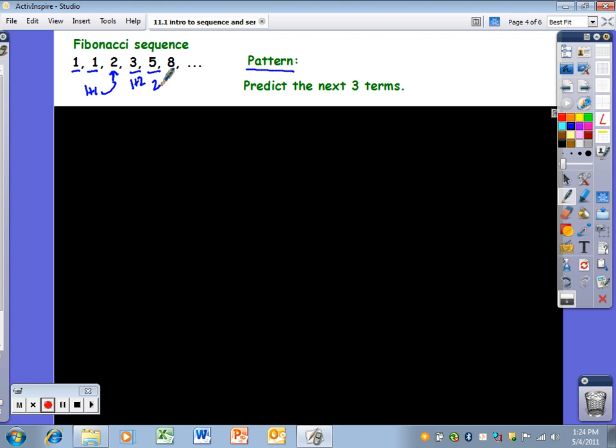2 plus 3 gets me 5. 3 plus 5 gets me 8. So what's the next one going to be? 5 plus 8 is 13. 8 plus 13 is 21. 13 plus 21 is 34. So my pattern is to add the previous two terms. Then you have a Fibonacci.